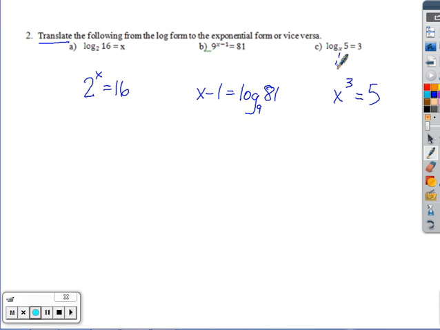Remember, the base is the base. Okay, all right, and the log becomes the answer, and the answer becomes the exponent. All right, same thing here. The base is the base, no matter what. The exponent is the answer, and the answer is the log. Okay.